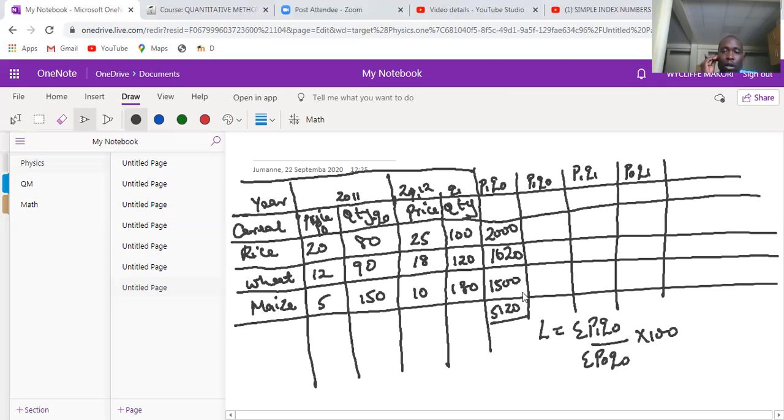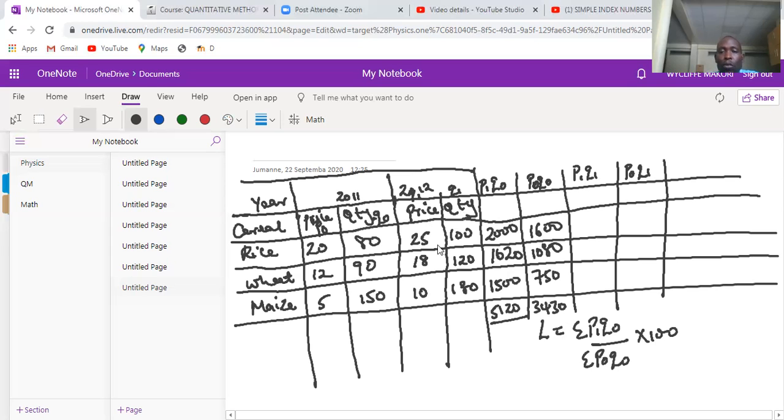Then we are supposed to calculate the P0 times Q0. The P0 times Q0 is actually this one, whereby P0 is this one, Q0 is this one. So we multiply these two. So we are going to find that this one is going to be 1600. This times this is going to be 1080. This and this is going to be 750. If you add all these so that you can get the summation, it is going to be 3430. Then we have got P1, Q1.